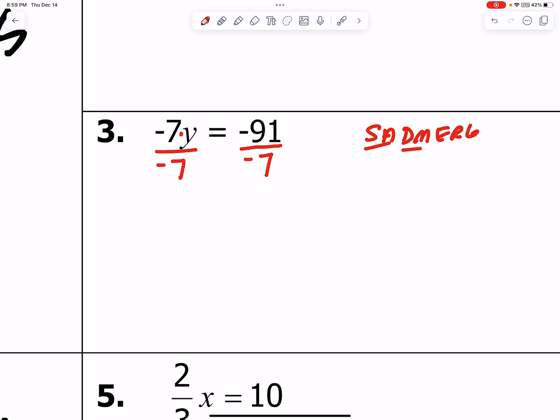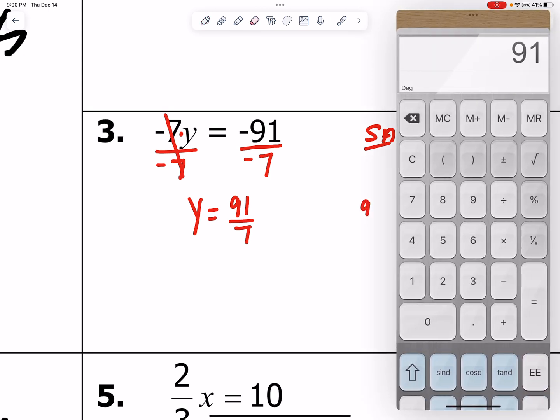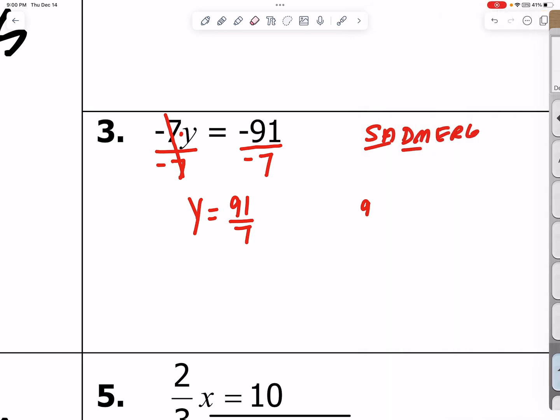Okay, please do the fraction bar like that. Don't write divide like that. Okay, all right, so physically cross that out because that makes 1 y. And so now we have y equals, and a negative divided by a negative is a positive. So we just have 91 divided by 7, or 91 sevenths. Okay, we can go ahead and see if you can use your calculator here. Let's see. Oh, it actually equals 13. So instead of writing 91 sevenths, we can go ahead and write 13.